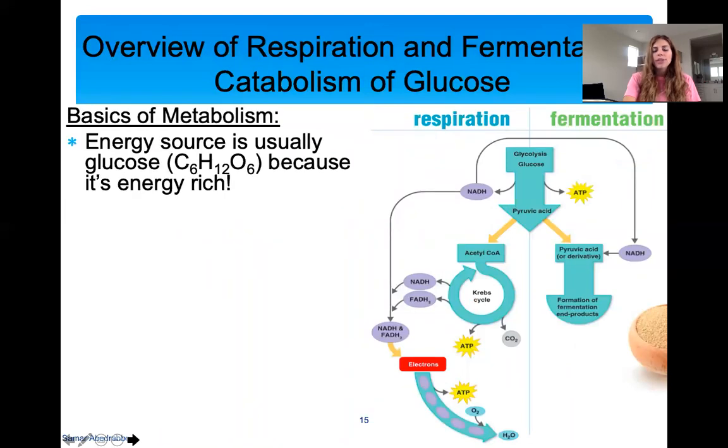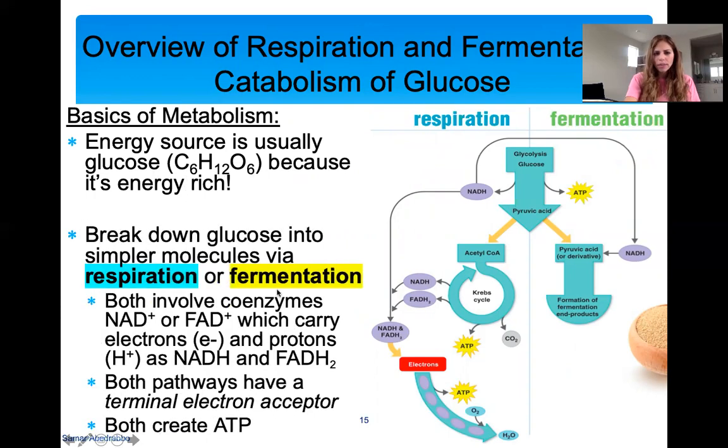So we'll start. Whether you're doing aerobic respiration, anaerobic respiration, or fermentation, the energy source that we're going to talk about is glucose. When you have cells growing in lab, like bacterial cells, or a human eats sugar, glucose, how is it broken down? Cells usually use glucose because it's high in energy. The formula for glucose is C6H12O6. So we break down glucose into simpler molecules by respiration or fermentation.